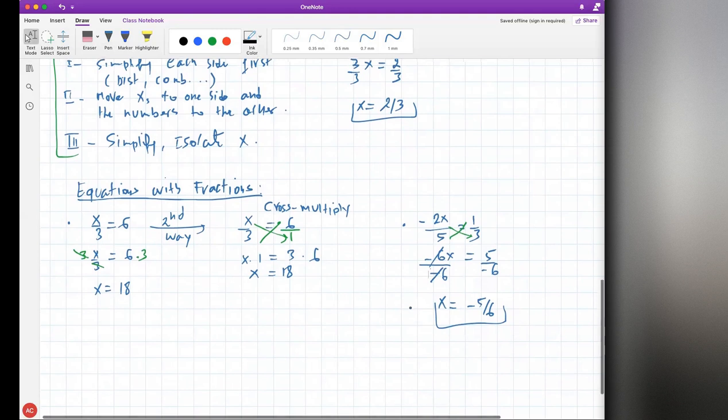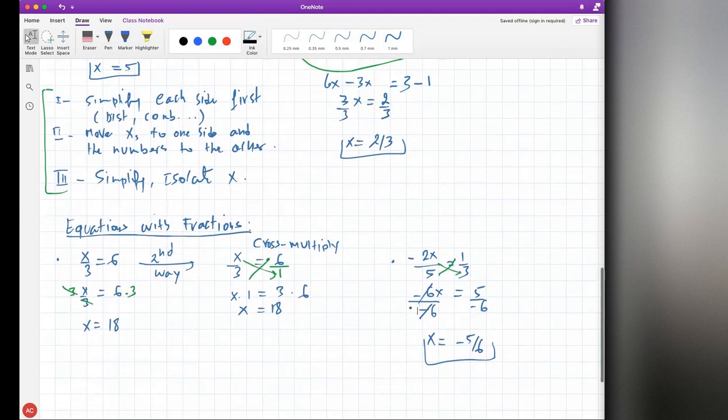Professor, could you please explain the last step? So first we cross multiplied. The -2x times 3 is -6x. 5 times 1 is 5. Then we needed to cancel the -6. So to cancel this number and isolate the x, we divide it by itself: -6 divided by -6. But make sure you do the same thing on the other side. If you divide here by -6, you also divide the other side by -6. Just like we did here.